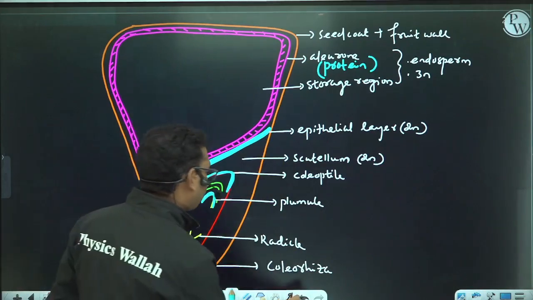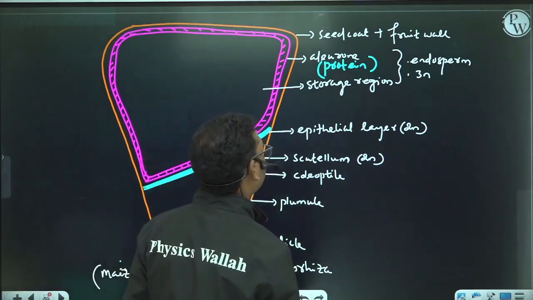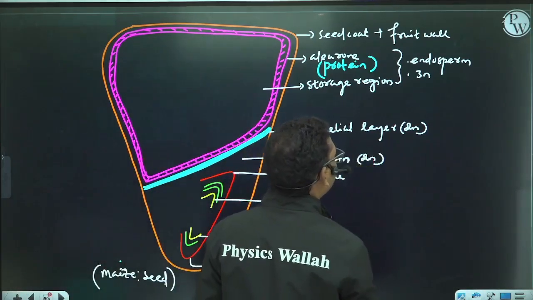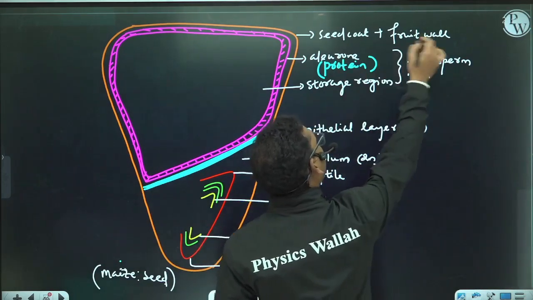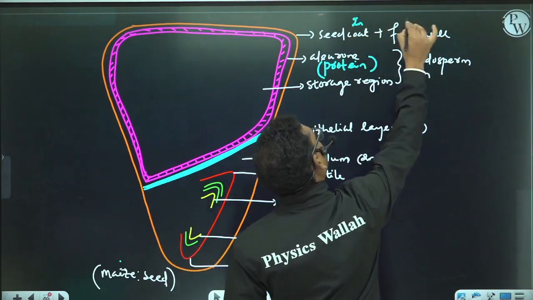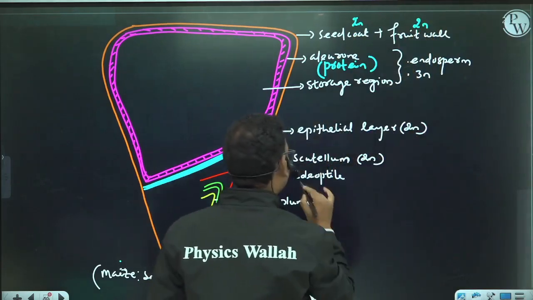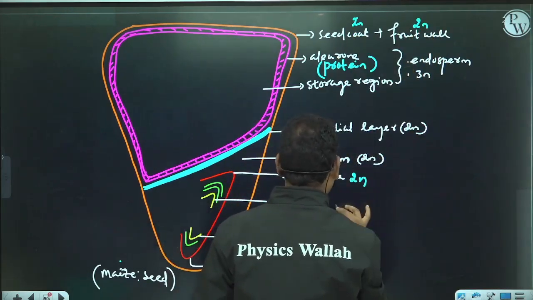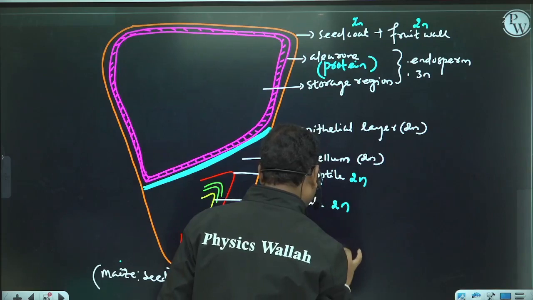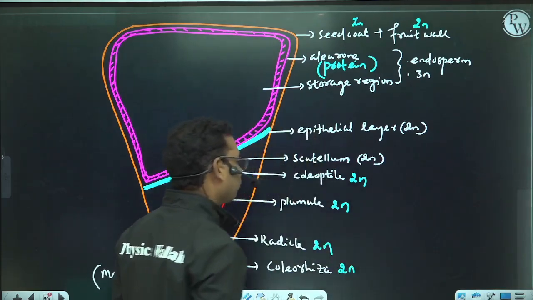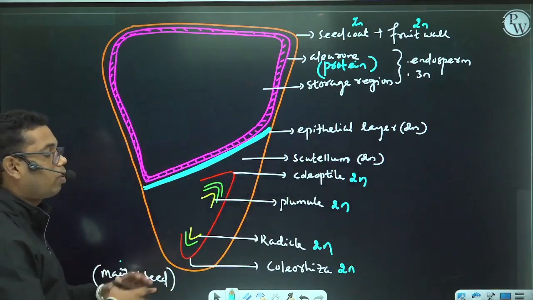Let me write the ploidy level of all these structures. The epithelial layer is diploid in nature. The seed coat and fruit wall are diploid in nature. The coleoptile is also diploid, plumule is also diploid, radicle is also diploid, and coleorhiza is also diploid. So this is about the seed.